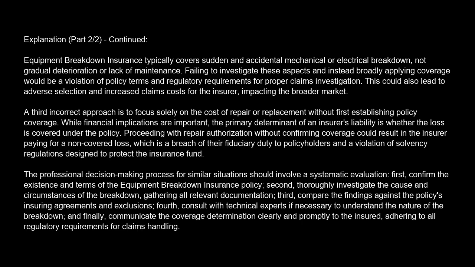The professional decision-making process for similar situations should involve a systematic evaluation. First, confirm the existence and terms of the equipment breakdown insurance policy. Second, thoroughly investigate the cause and circumstances of the breakdown, gathering all relevant documentation. Third, compare the findings against the policy's insuring agreements and exclusions. Fourth, consult with technical experts if necessary to understand the nature of the breakdown. And finally, communicate the coverage determination clearly and promptly to the insured, adhering to all regulatory requirements for claims handling.